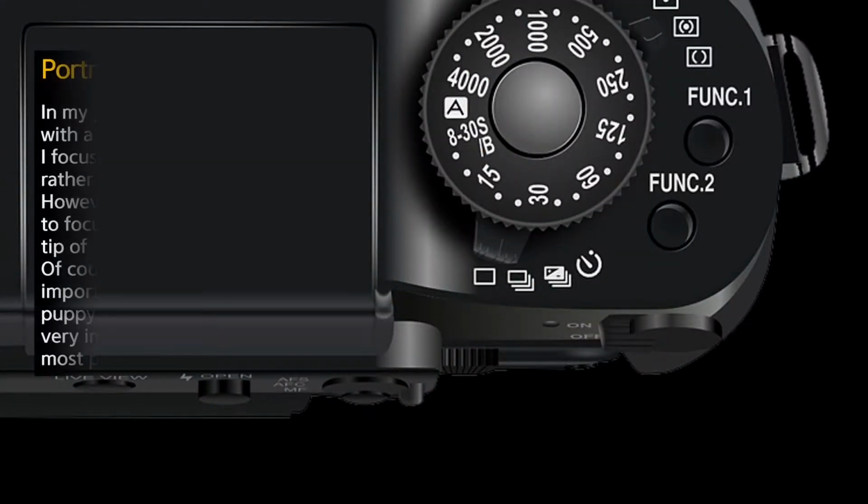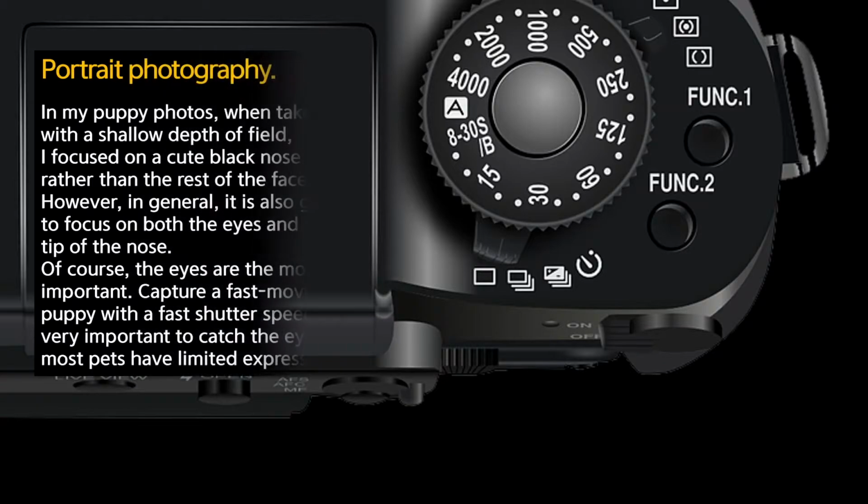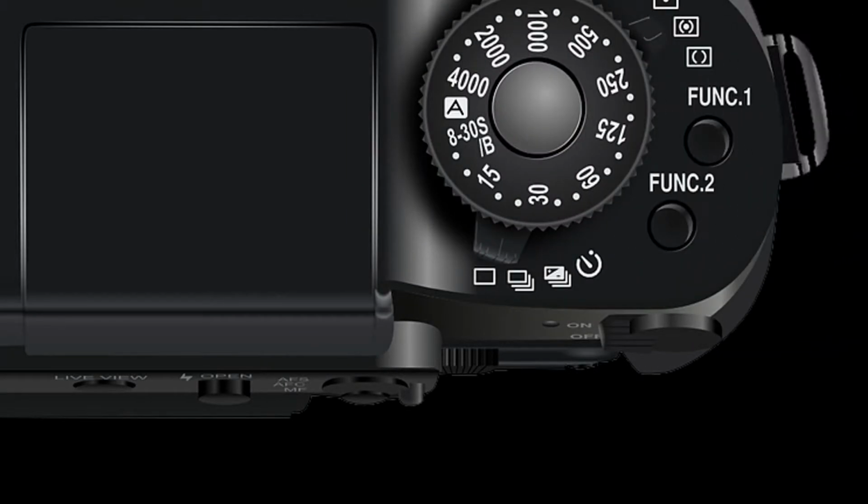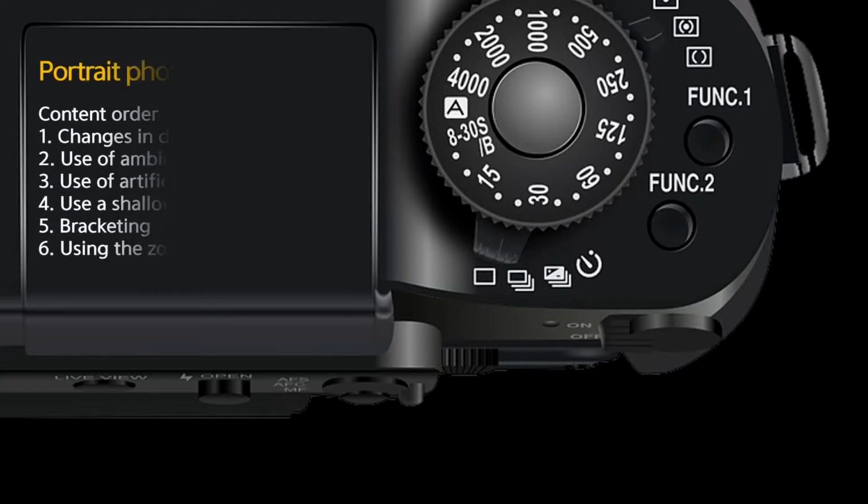Pet portrait photography. In my puppy photos, when taken with a shallow depth of field, I focused on a cute black nose rather than the rest of the face. However, in general, it is also good to focus on both the eyes and the tip of the nose. Of course, the eyes are the most important. Capture a fast-moving puppy with a fast shutter speed. It is very important to catch the eye, as most pets have limited expression.